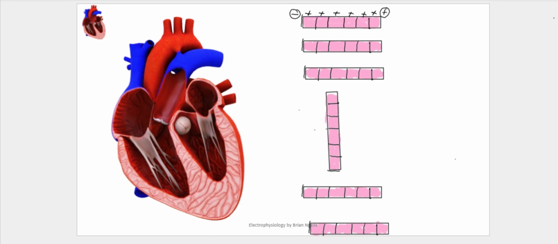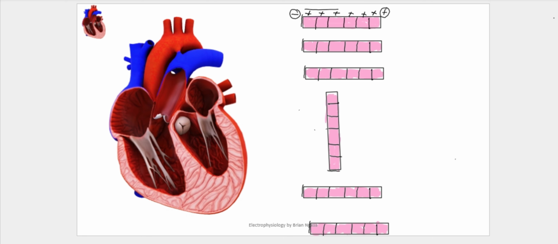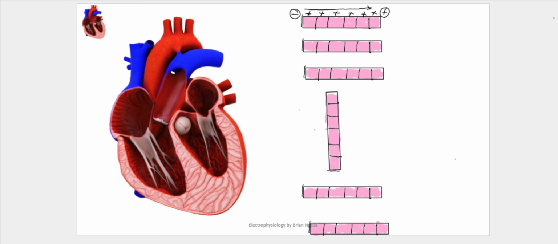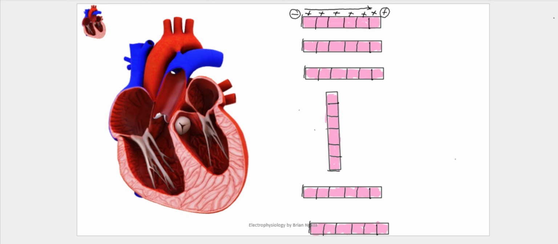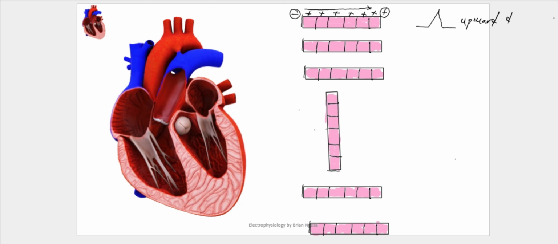So ordinarily, it is right to say that the wave of depolarization is moving from the negative towards the positive. In a normal ECG graph, when this is taking place, with positive charges moving from negative to positive, an ECG is likely to give you something like this. We said it's likely to give you an upward deflection.